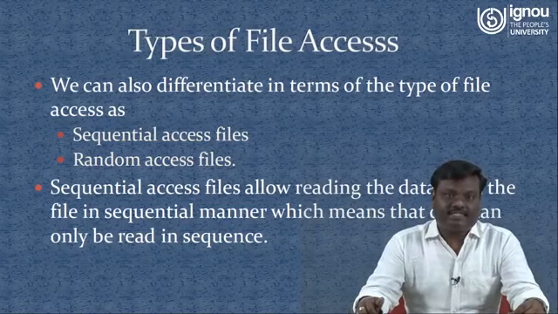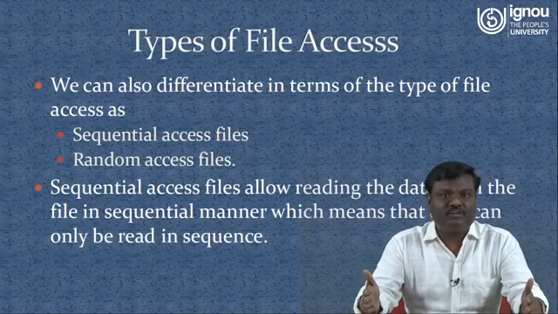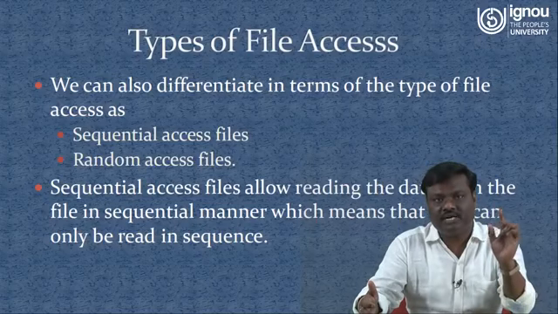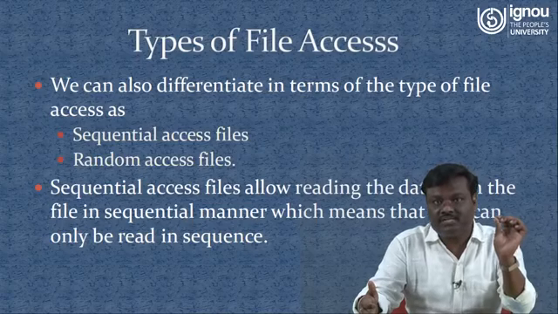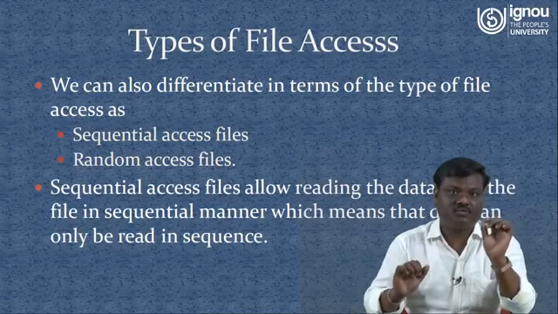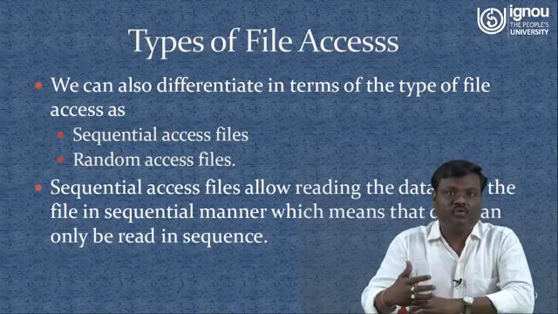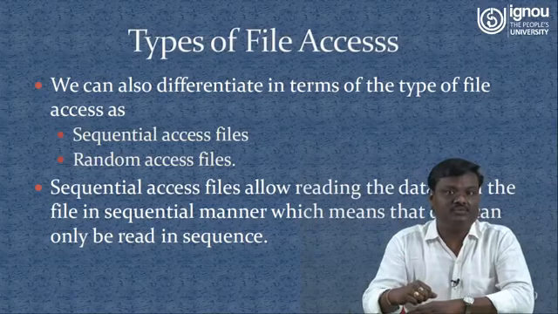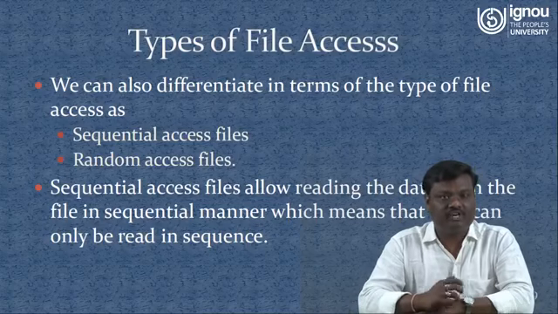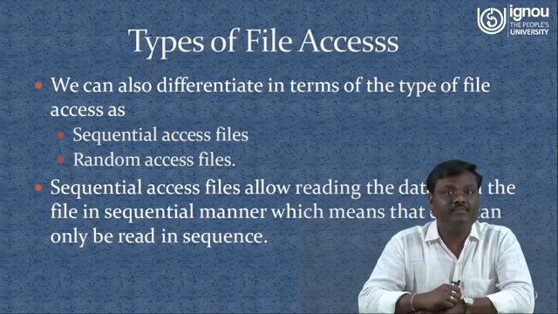So coming to file access. Till this point of discussion, we are assuming that everything is in a sequential fashion. We start right from the start of the file, and then we go till the end of the file in a sequential way. So till now we are assuming that only sequential access is possible, which is untrue. There may be sequential access, which we have seen, and there may also be random access possible in C programming.